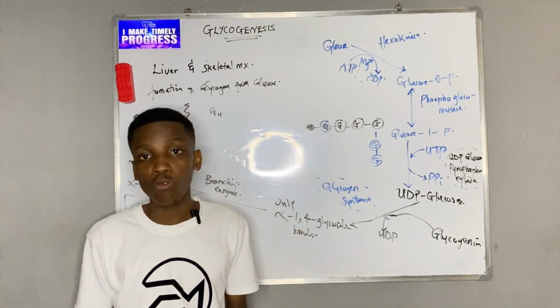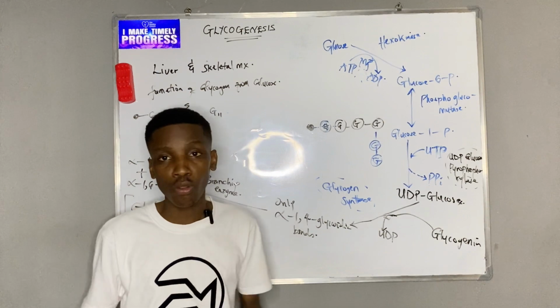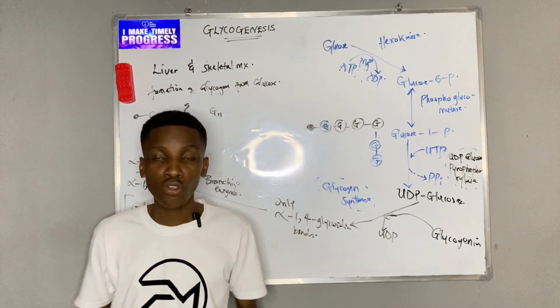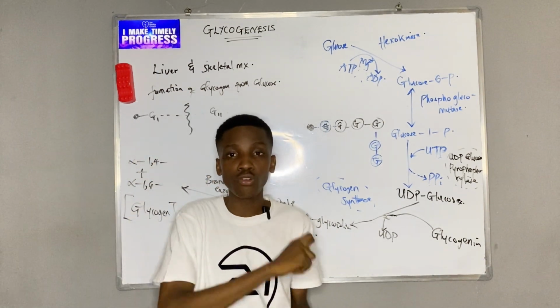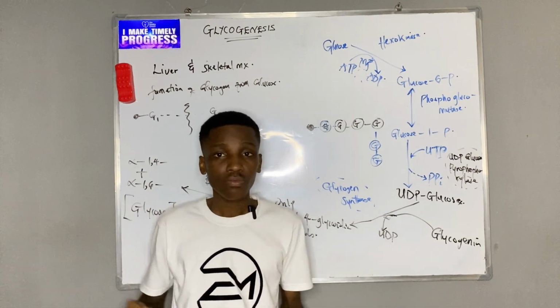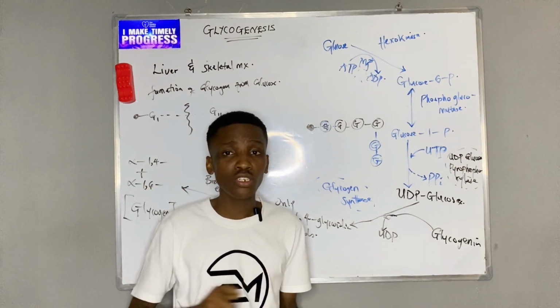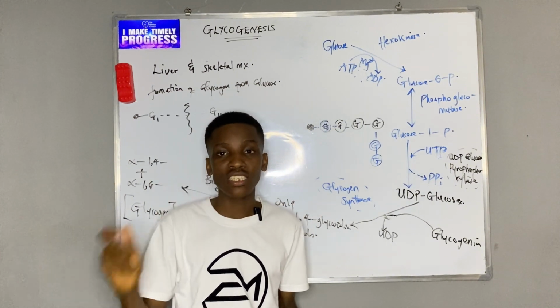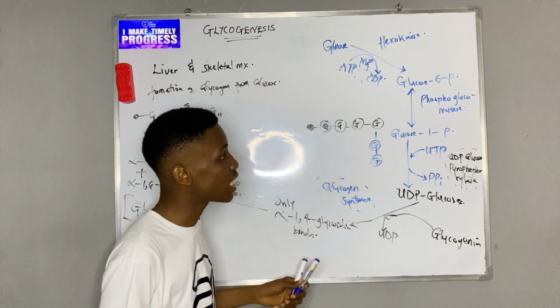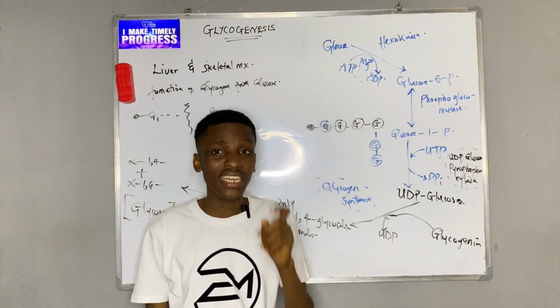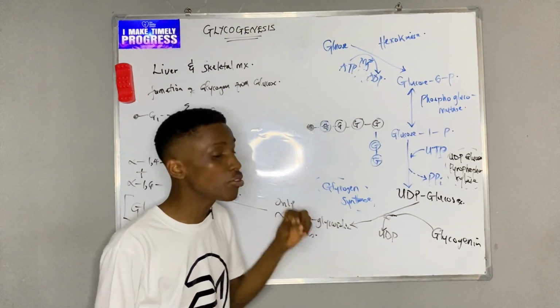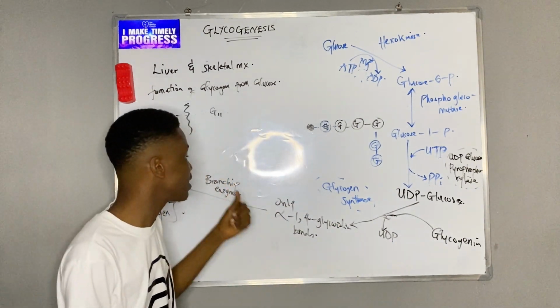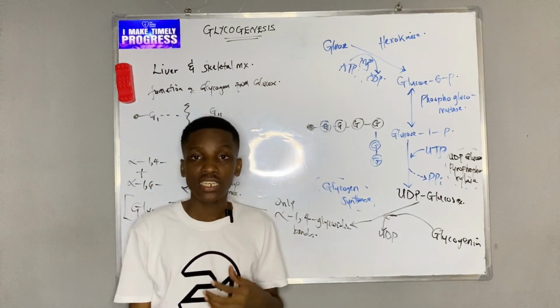So what is the takeaway? What is the salient point to note from here? What are the takeaways to note from today's class? The things to note now, number one, take note of the definition. Take note of the location, where it occurs, the site it occurs. You take note of the steps, the enzymes, and very keenly the key enzyme, which is glycogen synthase, and another key enzyme we call branching enzyme.